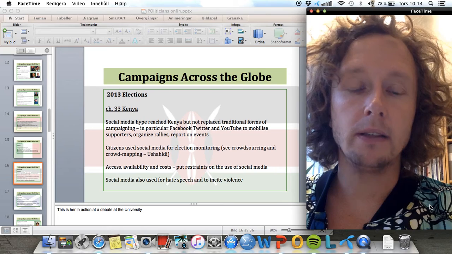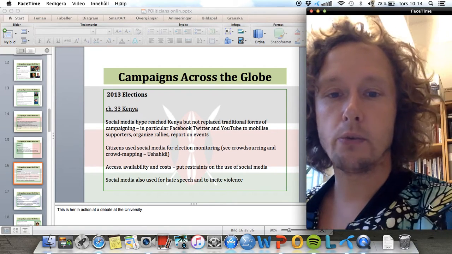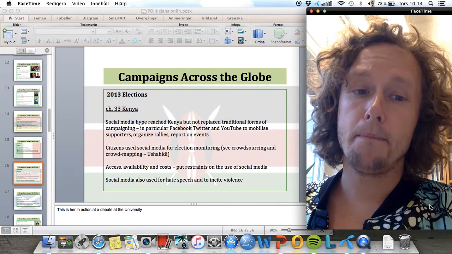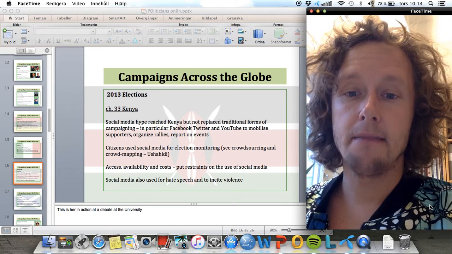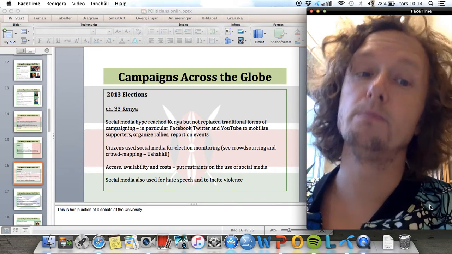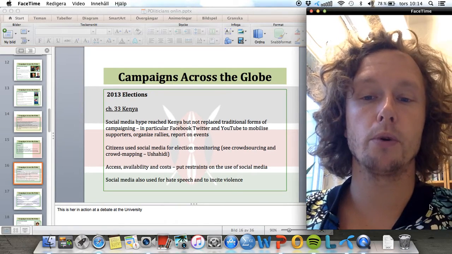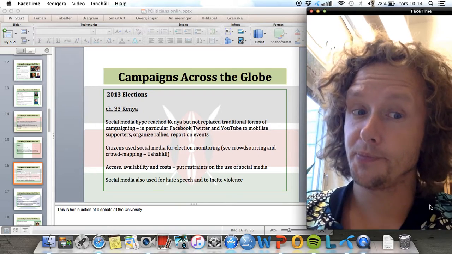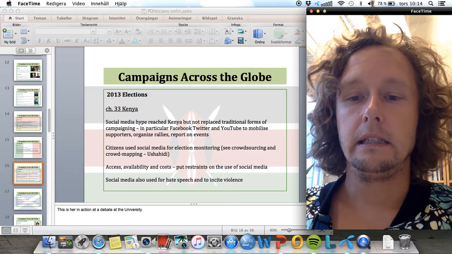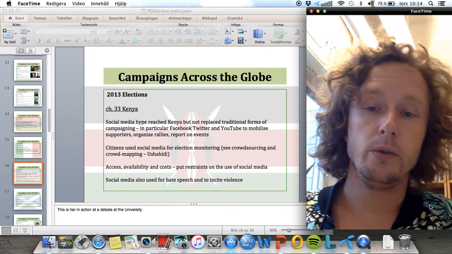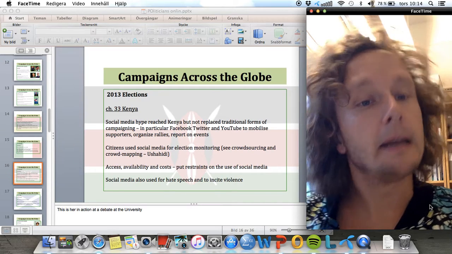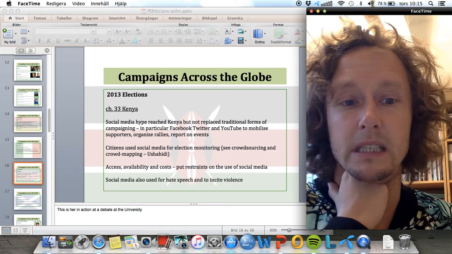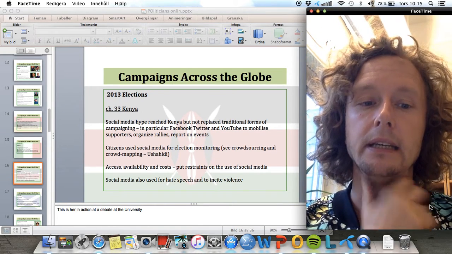But Kenya, Africa, well, social media hype has reached the African continent as well, but has not replaced the traditional forms of campaigning. But in the 2013 elections in Kenya, Facebook, Twitter, and YouTube were the platforms mostly used by politicians. It was used to mobilize supporters and organize rallies, but also more in a broadcasting fashion to report on events. And on the citizen or user side, they use social media for election monitoring. This is also the country where the platform Ushahidi, which means testimony in Swahili and is based on crowd mapping, was invented.